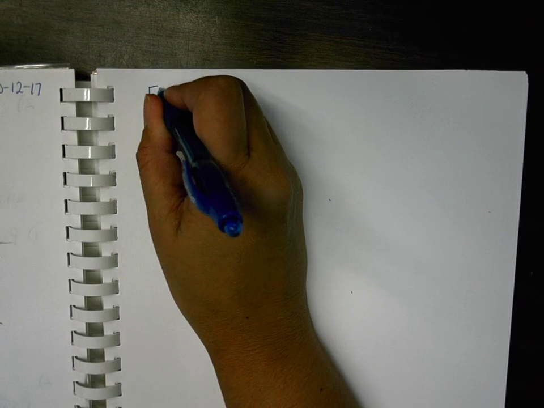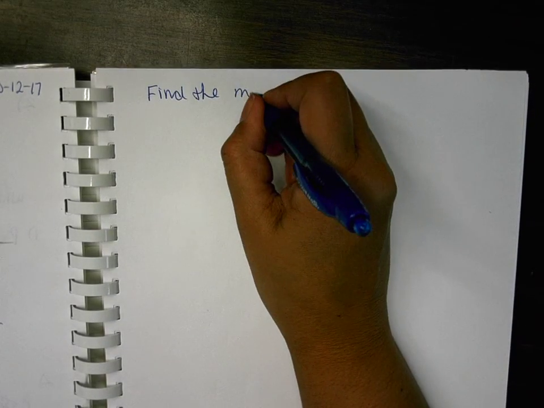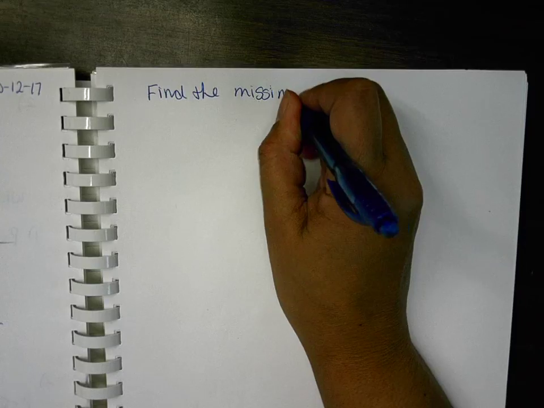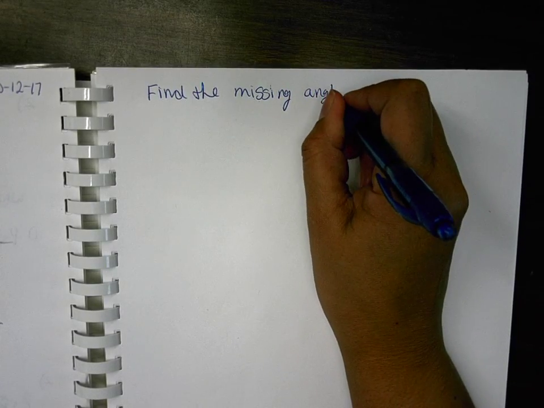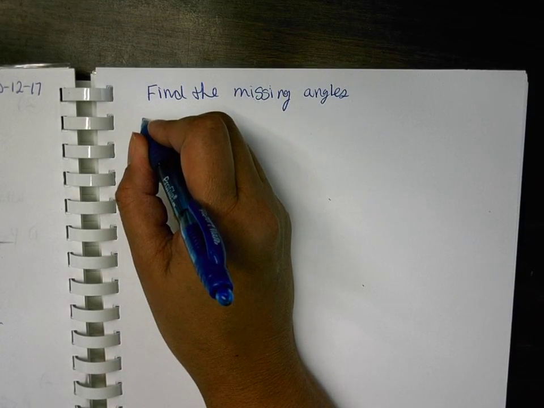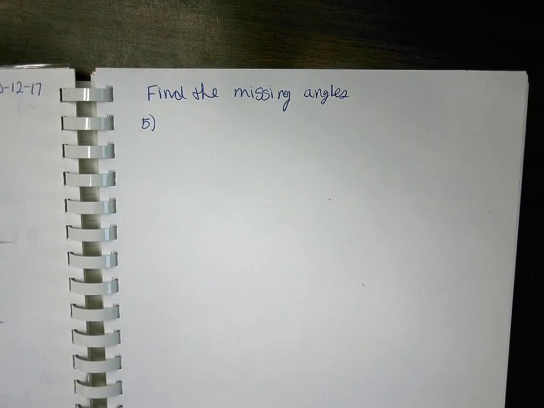Now, the more typical type of problems you're going to see on homework and tests. Are you ready? Find the missing angles. I'm going to call this 5. 1, 2, 3, 4. Now we're on 5.